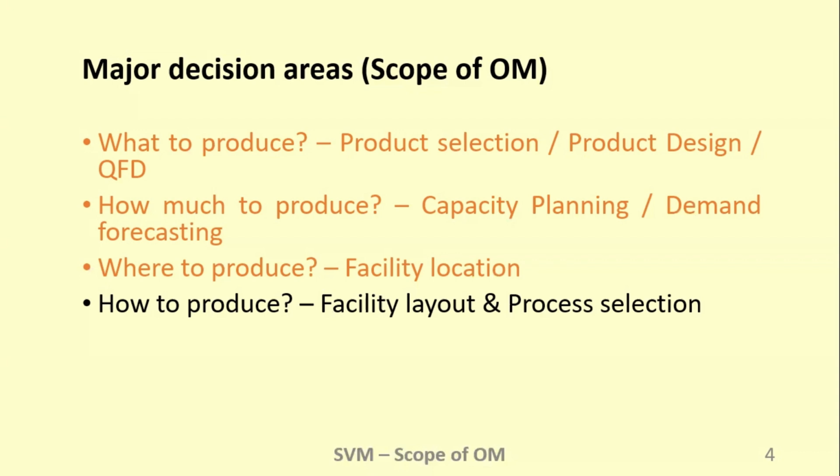Then about what type of process am I going to adopt? So whether process A or process B or process C, whichever is going to minimize your cost and maximize your efficiency, you will see both of them and decide about your process selection.